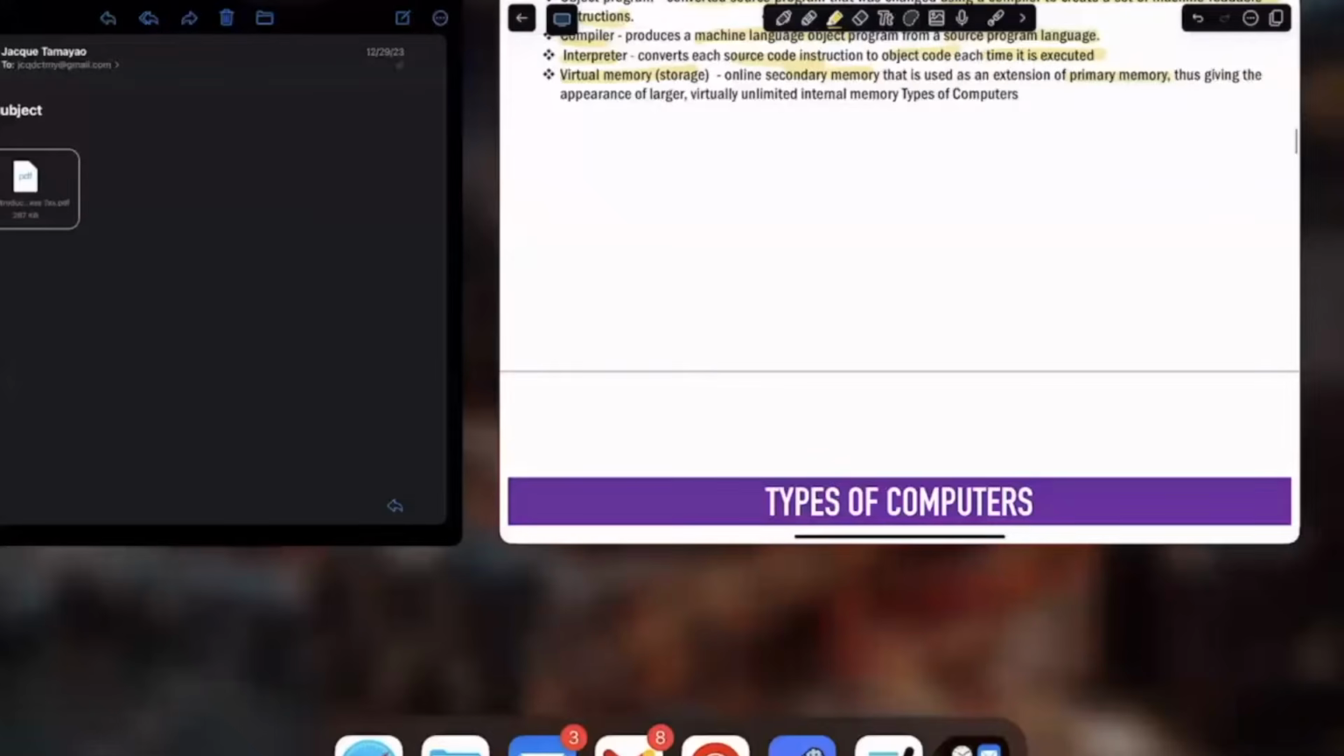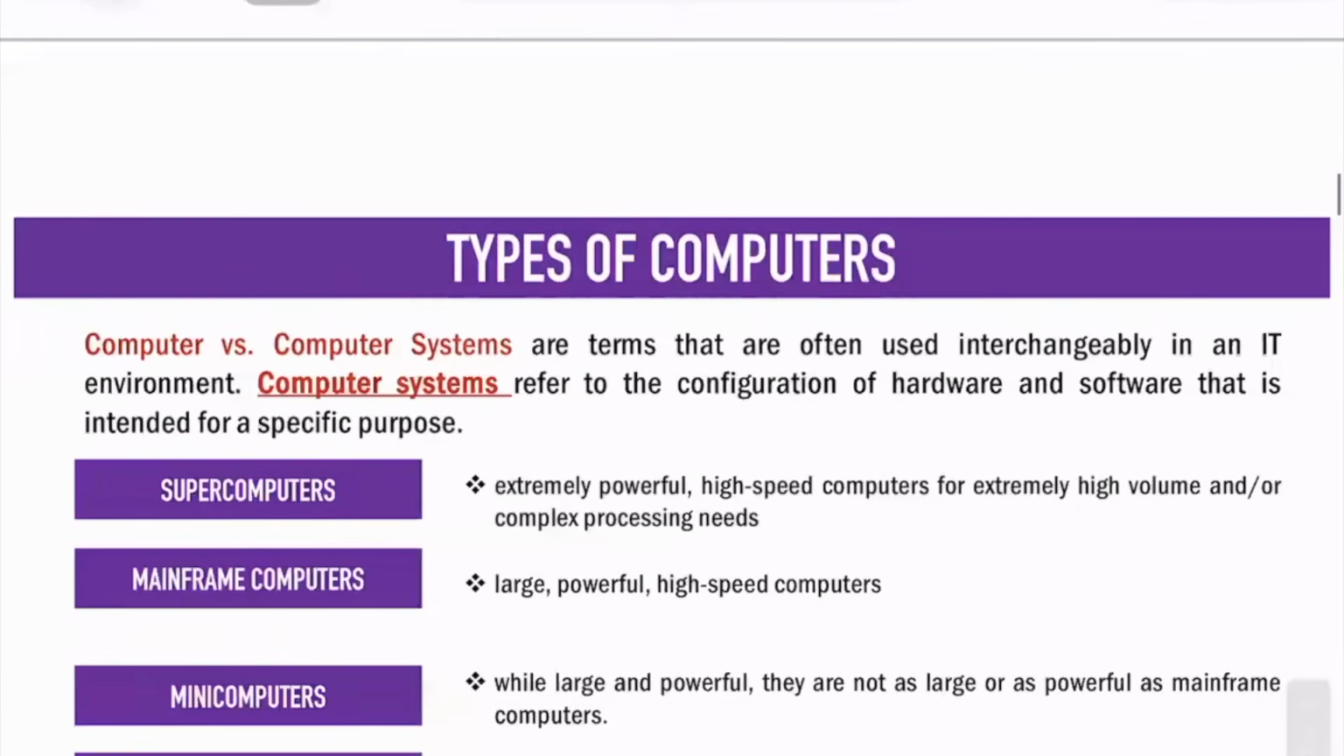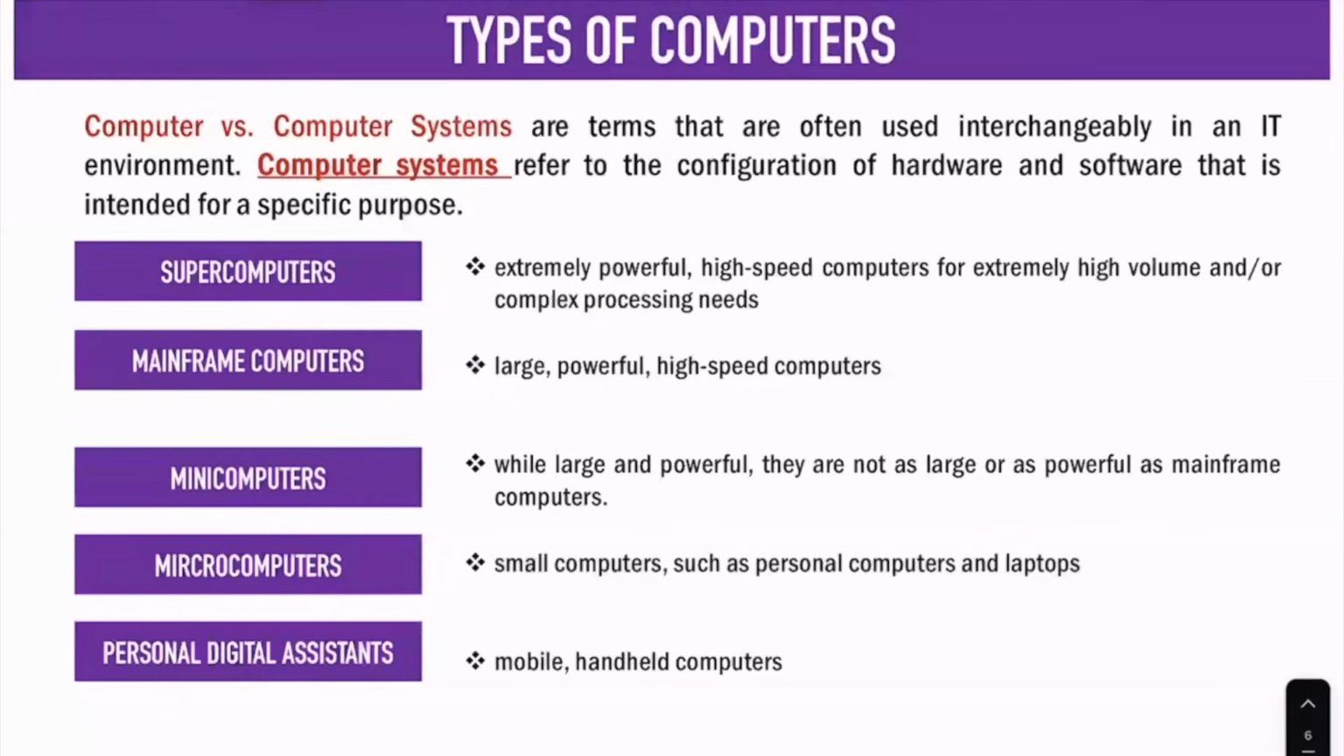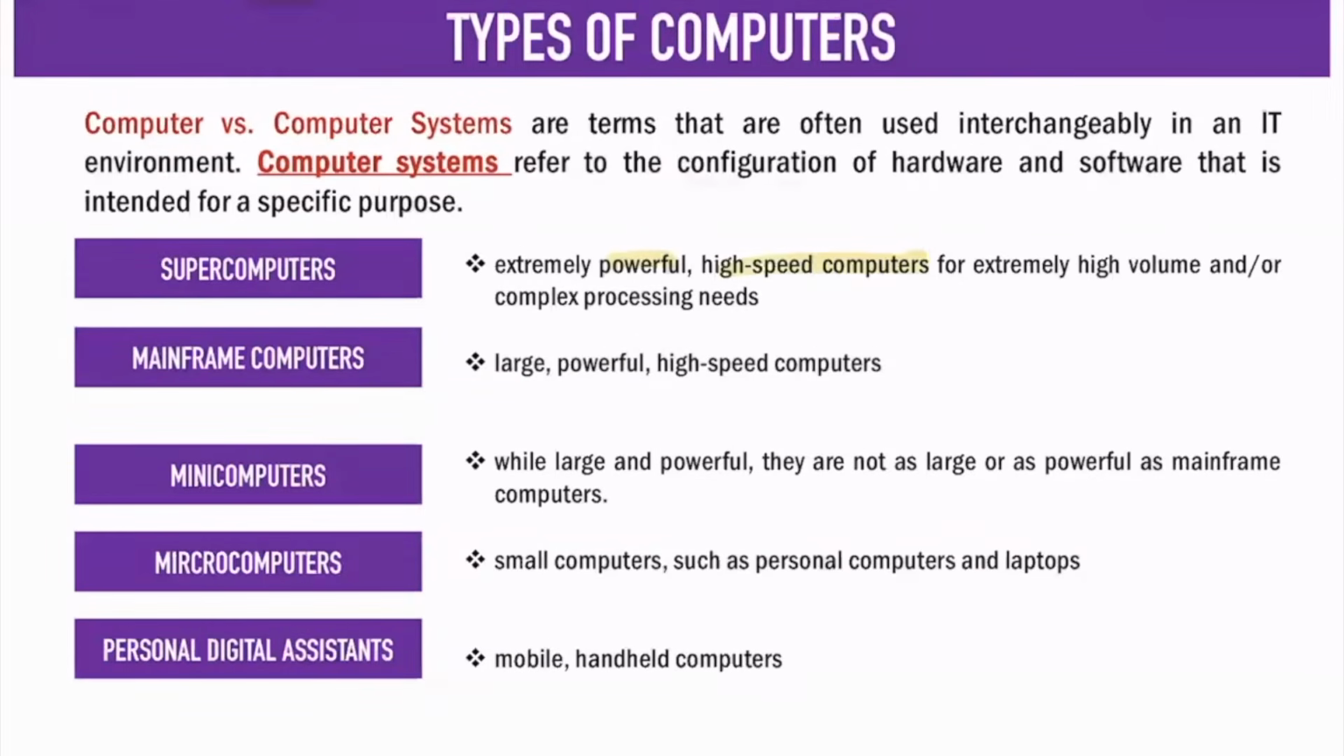Now, since we're talking about computers, let's look into the types of computers. Computers can be supercomputers, mainframe computers, mini computers, microcomputers, and personal digital assistants. First, supercomputers. These are extremely powerful, high-speed computers for extremely high volume and or complex processing needs. We also have mainframe computers. It's only large and powerful, not extremely powerful.